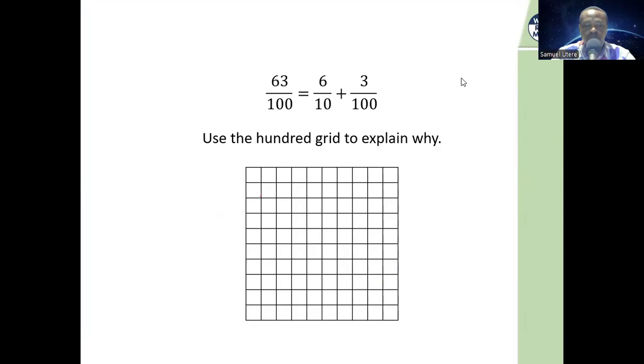What about this one? Have a think. Can you explain why 63 hundredths is 6/10 plus 3 hundredths? Of course, 63 hundredths is 6 columns shaded plus 3 little squares. Now, 6/10 is the same thing as 60 hundredths. So really, that's what we shaded if we want to shade this one. And 3 hundredths will be 3 little squares.